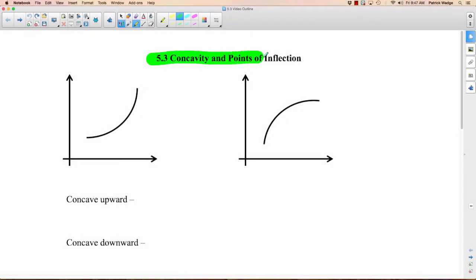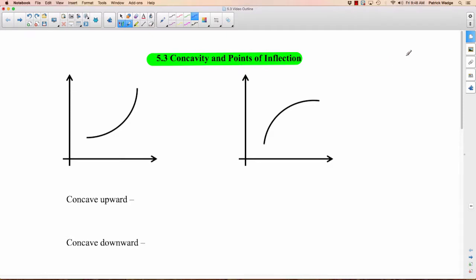This is called concavity and points of inflection. Okay, so what we're going to start with here is talking about things that are concave: concave up and concave down. And you've probably heard that word concave before, especially if you've taken physics, or even in science 9 or 10, where you talk about lenses.